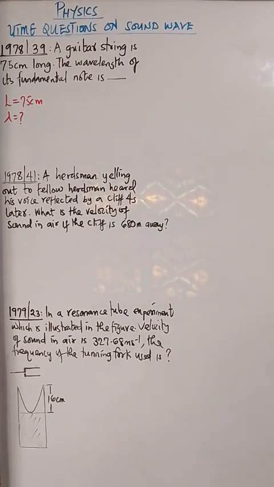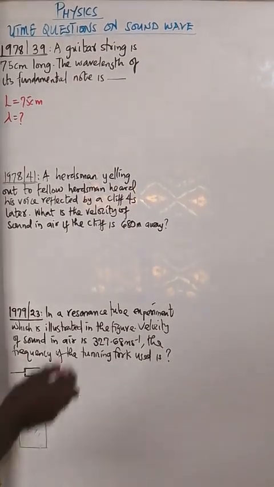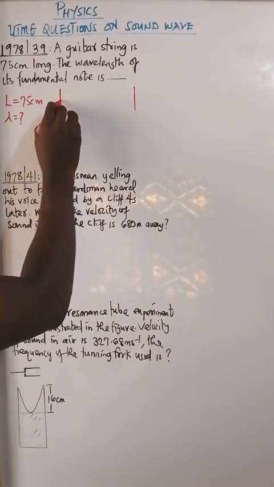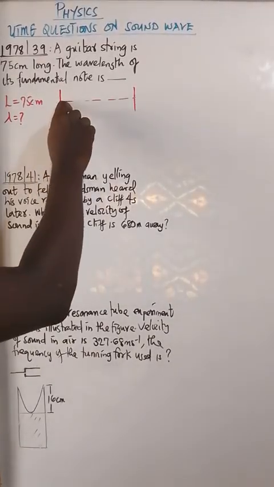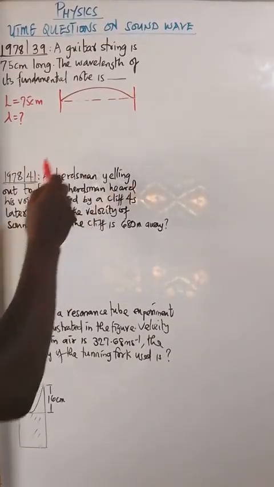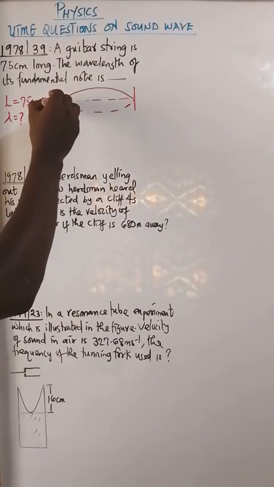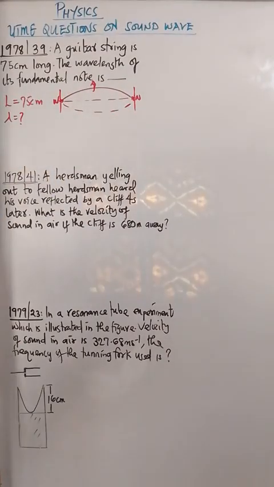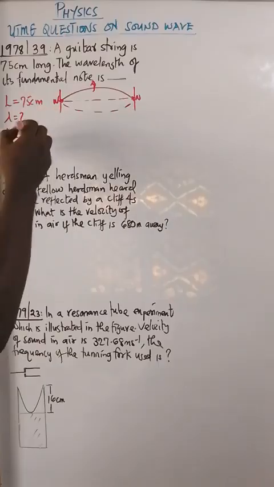If you listened to the lecture well, there is a direct formula to use. But let me assume you cannot remember the formula, so you can quickly draw. So this is the length. For the fundamental note, we have something like this. So this is node, antinode, node. So here we have two node-antinodes. So this length contains two node-antinodes.